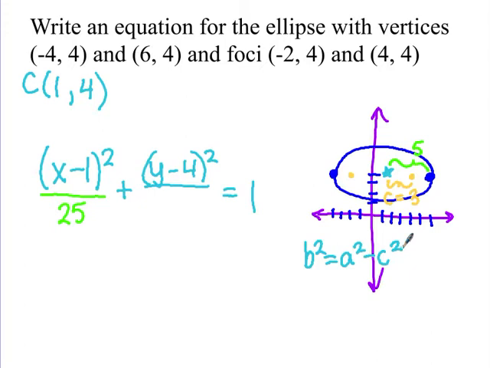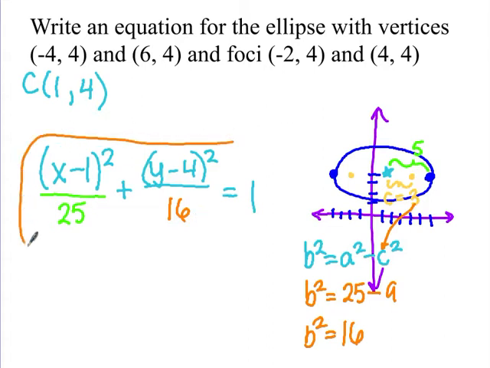Well, I know what A is. I know what C is. So let's plug those values in. B squared equals A squared, which is 25, minus C squared. Well, I know C is what? 3. So C squared will be 9. So B squared equals 16. Now, you don't have to do any more than that because it didn't say find B. My equation calls for B squared. So you can just stop right there and plug that number in, and that's your equation. So far, so good?